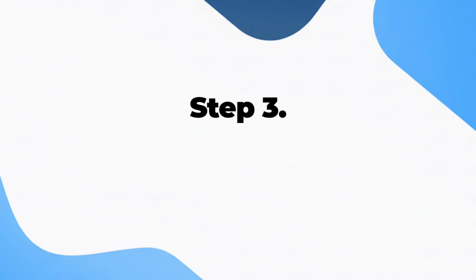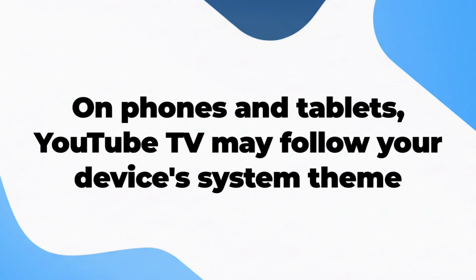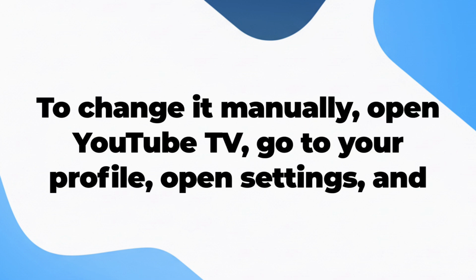Step 3. Theme options on mobile devices. On phones and tablets, YouTube TV may follow your device's system theme automatically. To change it manually, open YouTube TV, go to your profile, open Settings, and select Appearance.